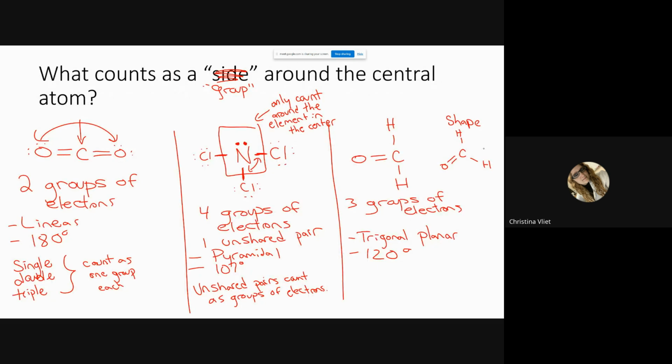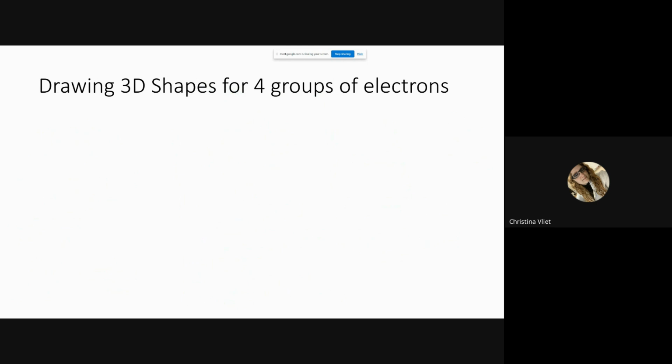All right, so only when you have 4 groups of electrons, and specifically only for tetrahedral and for pyramidal, will you have to show depth, because those are the only 2 3-dimensional types of molecules we're going to be working with. So how do we draw 3D shapes for 4 groups of electrons? This is the last new thing you need to learn. Then we're going to take a look at a couple examples, then I'll talk about your activity.